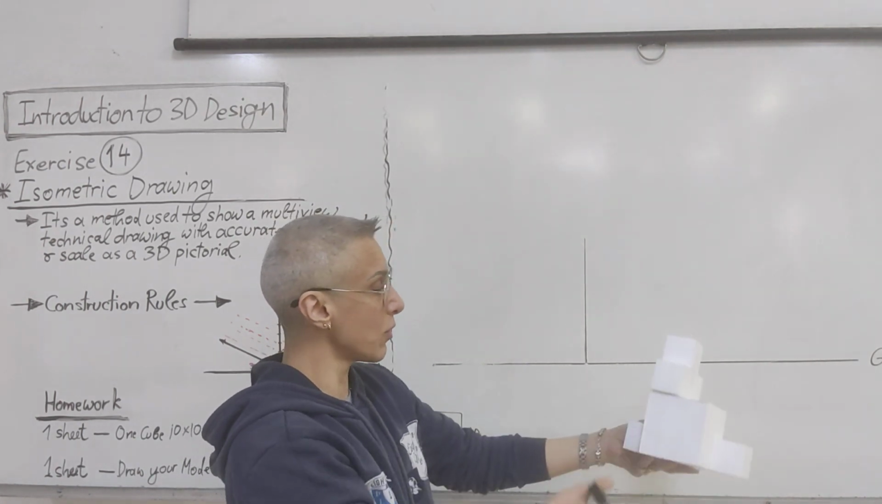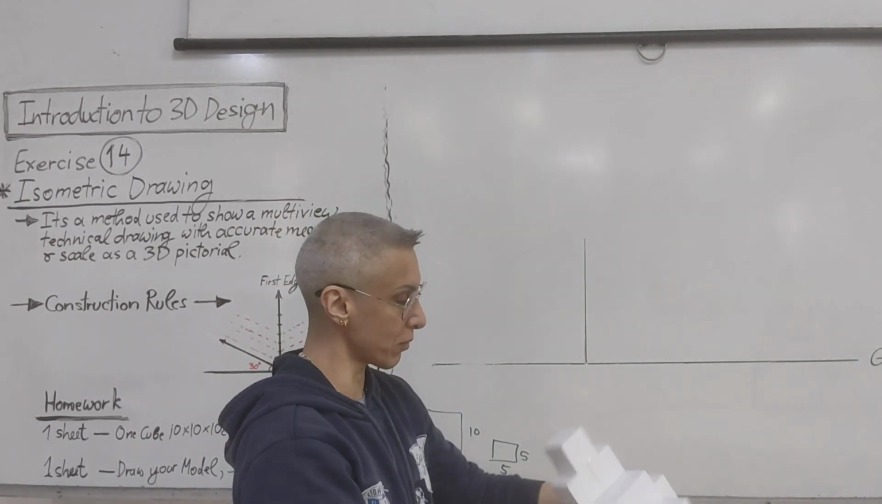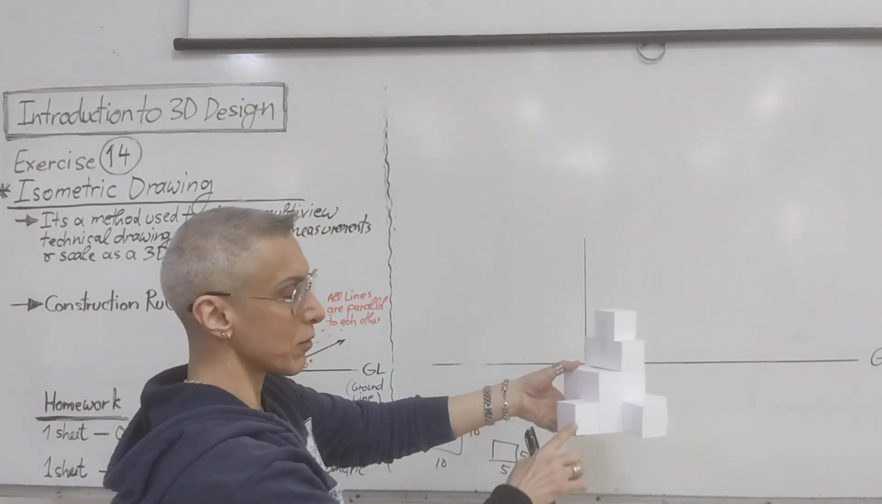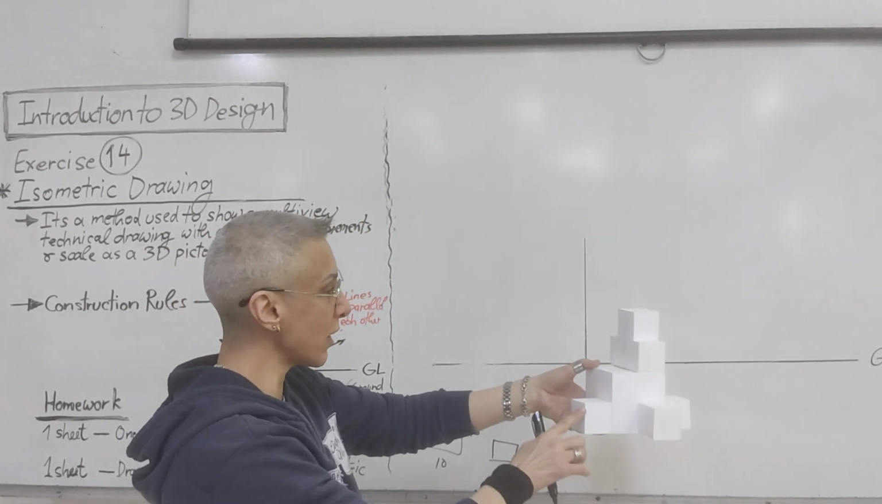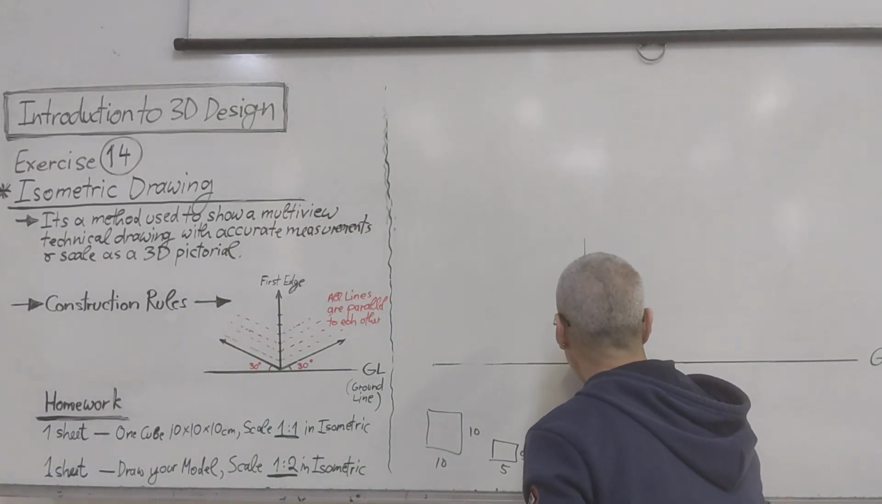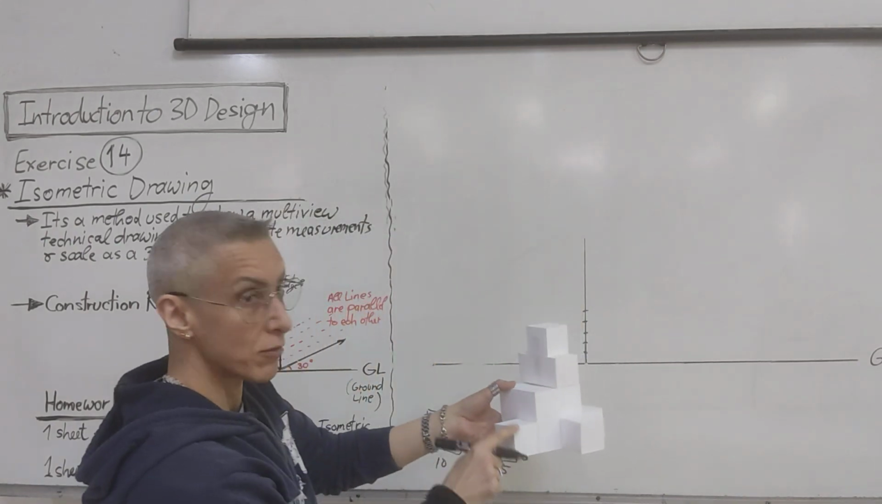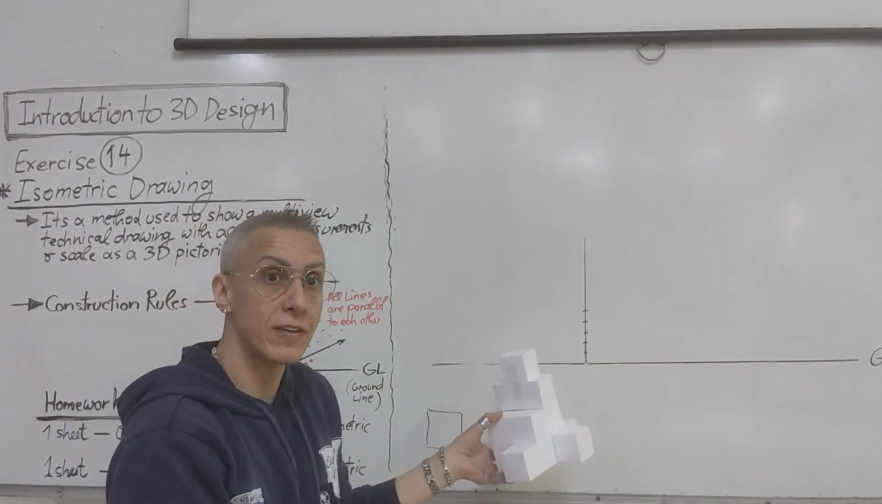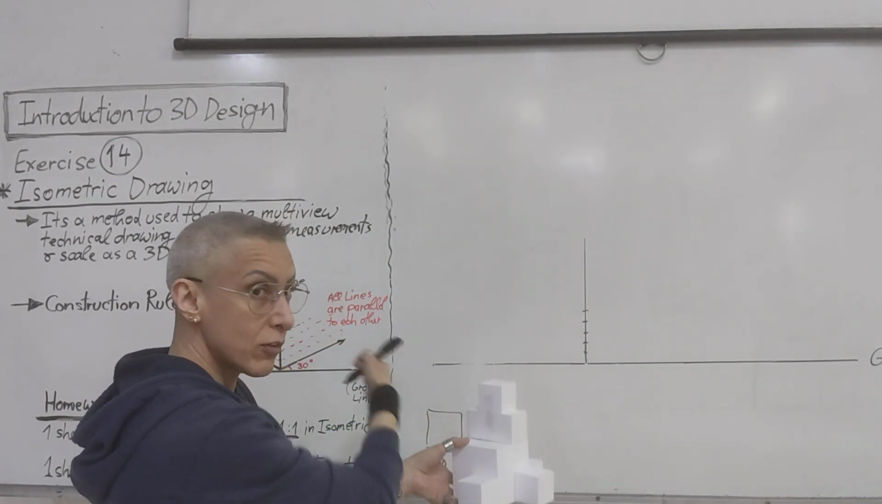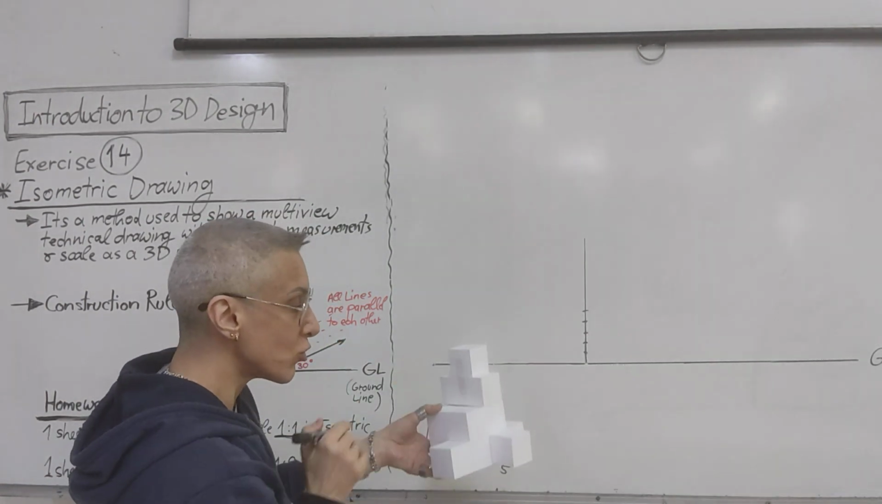So let's start with, where shall we start? From here? Let's start from here, from this edge of the small cube. So this is a 5 centimeter cube, so let's measure 1, 2, 3, 4, 5. Now we will have two receding axes. So lines that go in this way, lines that go in this way. And all of them should be parallel.